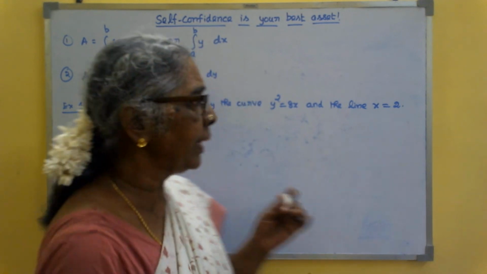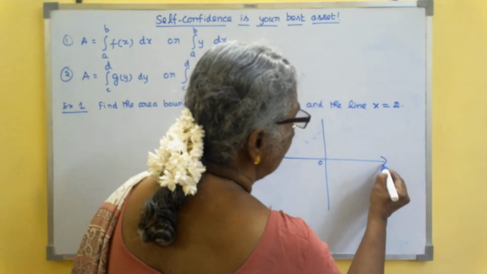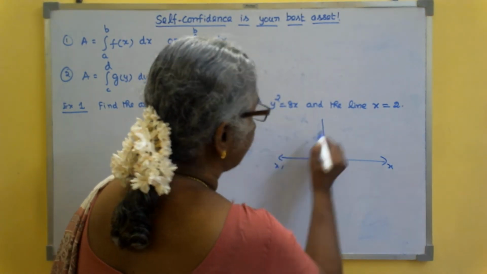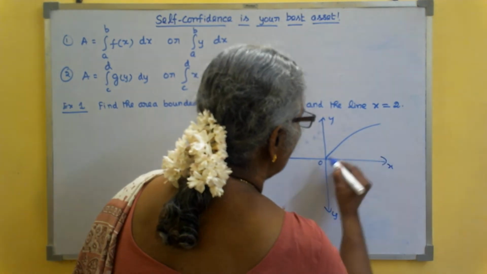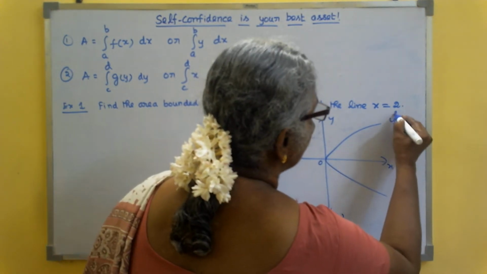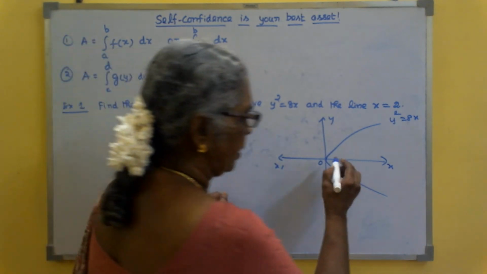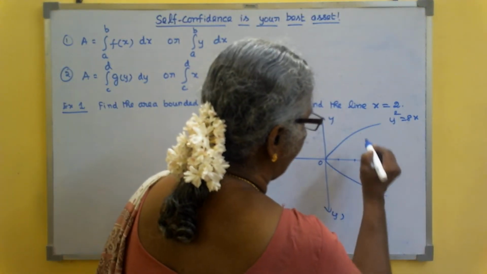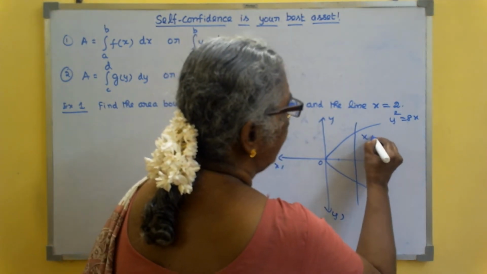Fine. Now let us draw a rough figure. So now you have to draw like this. O, you have to mark x, x dash, y and y dash. Your parabola goes like this, right? So this is y squared is equal to 8x. You can take something approximately. So I will take this by 1 and this by 2. So this is the line x is equal to 2.